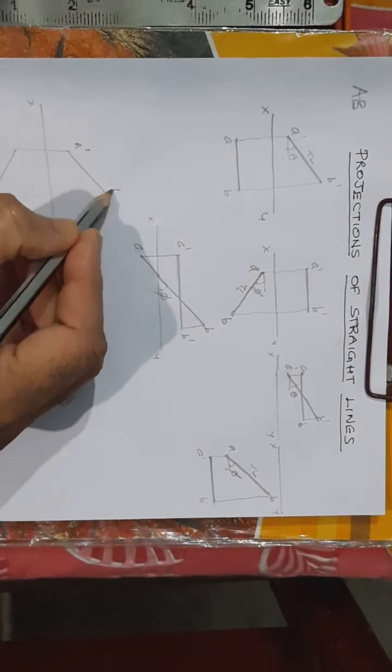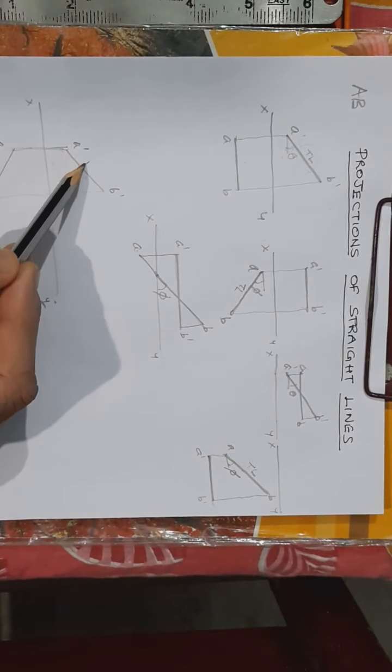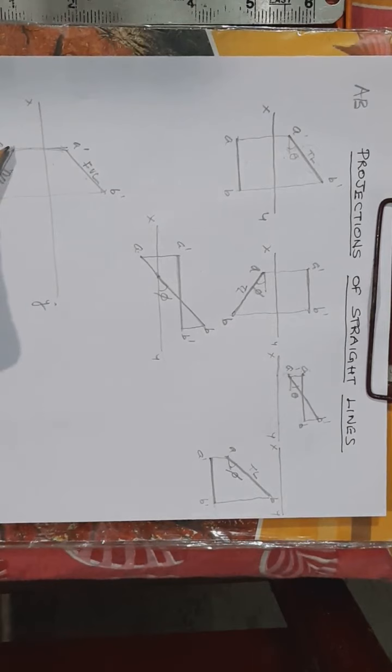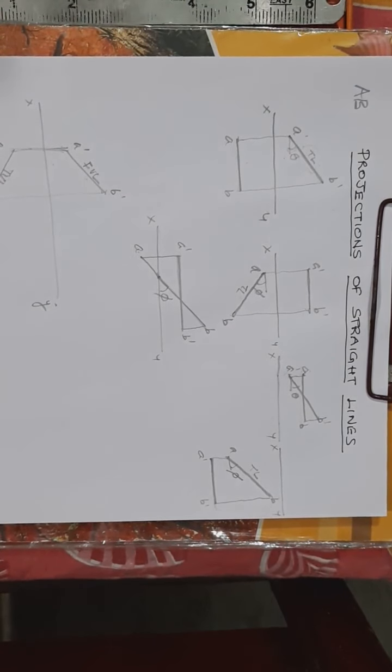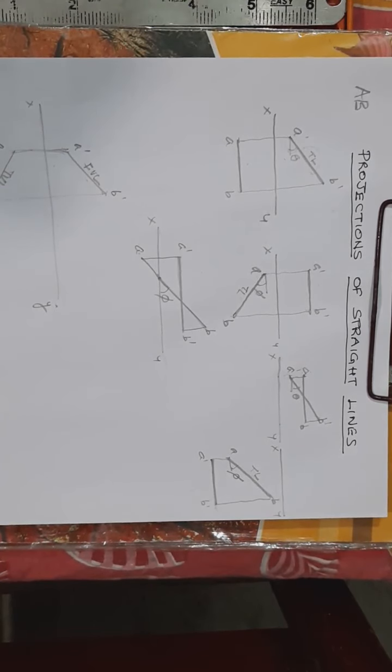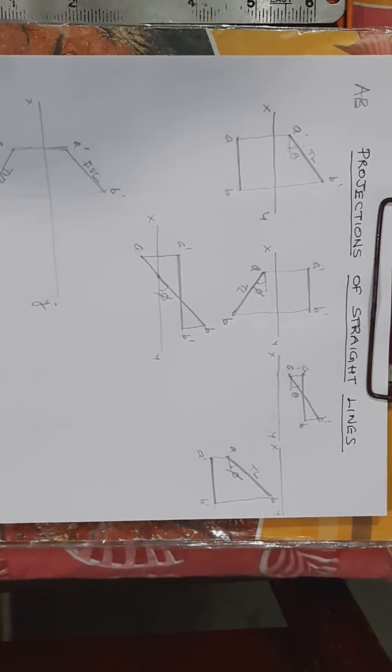Say for this example, this is A dash B dash and this is AB. Here you can see that the front view is inclined to the XY line and the top view is also inclined to the XY line. Since there is no parallel view like here, this will not be showing true length and this also will not be showing true length. So we write front view length: the length seen in the front view is the front view length, and the length seen in the top view is the top view length. These are the apparent lengths, since the line is inclined to both HP and VP. In both the front view and top view, we will not be able to see the true length.